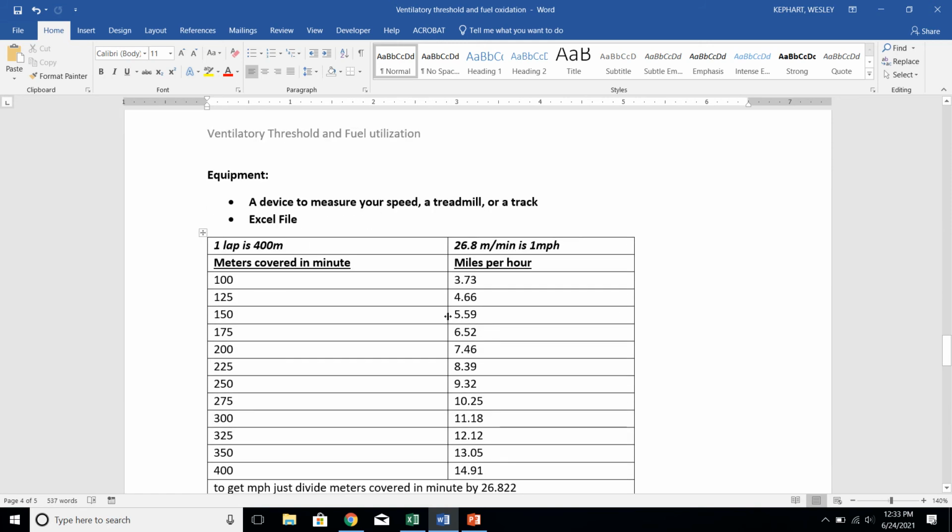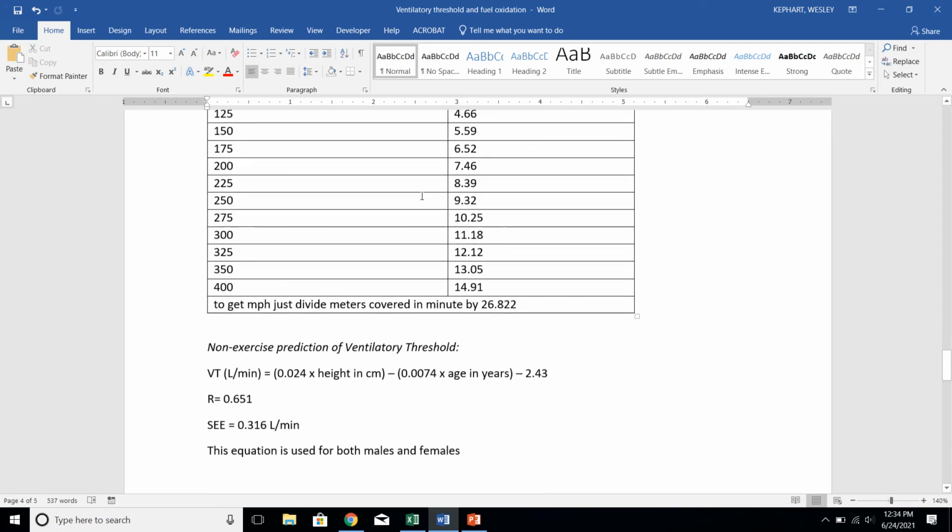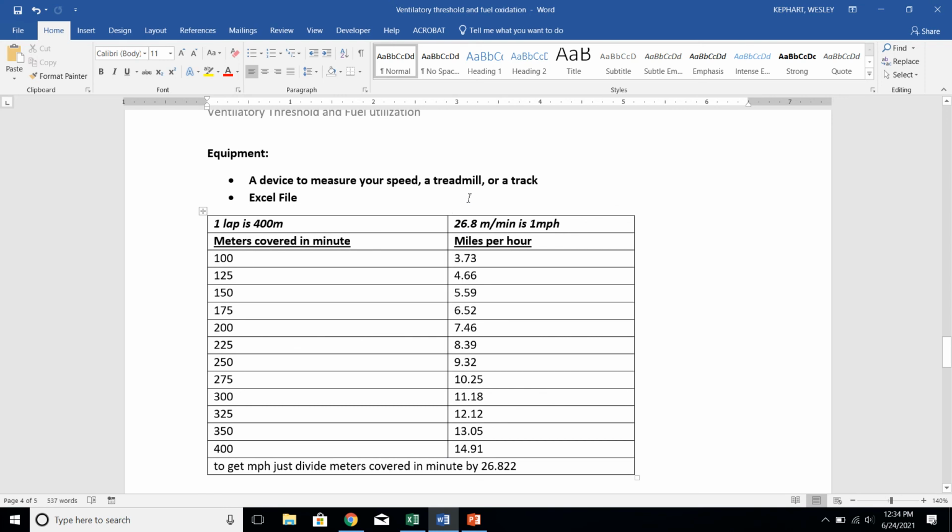All right, so for what we're going to be doing in lab, what you need is some device to measure your speed. Ideally, a treadmill would work. Something that some of you might want to give a shot at, I haven't found any that I like, but if you could find some apps for your phone to run with, to run with your phone on your side, it could tell you how many miles per hour you're going if you wanted to.